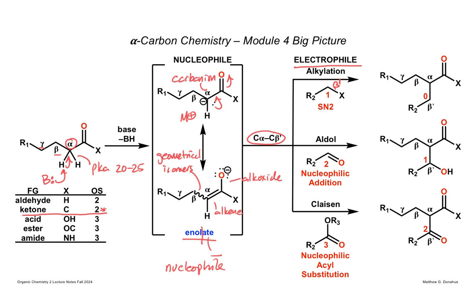So alkylation is your typical SN2 reaction. So that has to follow that trend we learned in terms of electrophile reactivity. And so you end up with a beta prime that's at oxidation state 0.